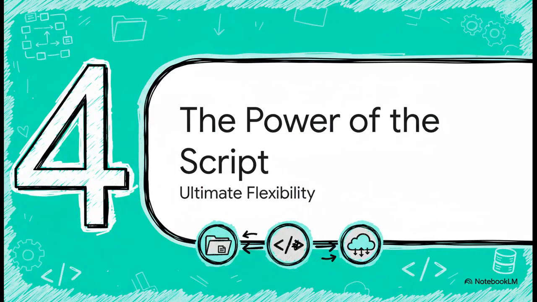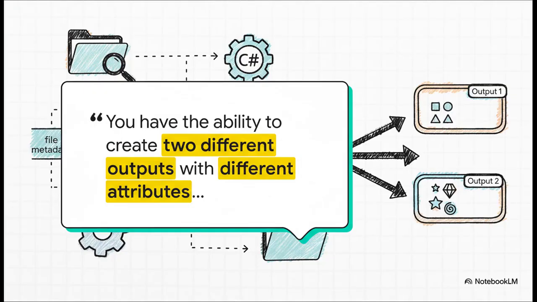I mean, this isn't just some neat little party trick. This unlocks a whole new universe of flexibility in how you design and build your data flows. And the source article we're looking at just nails it with this quote: you have the ability to create 2 different outputs with totally different attributes. Think about it. Maybe for image files, you want to output columns for height and width. But for text files, those columns are completely meaningless. With the script component, handling that is no problem at all.